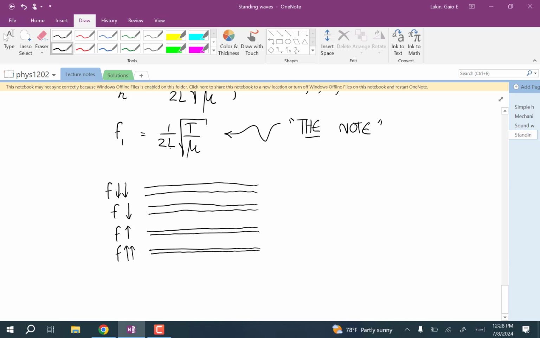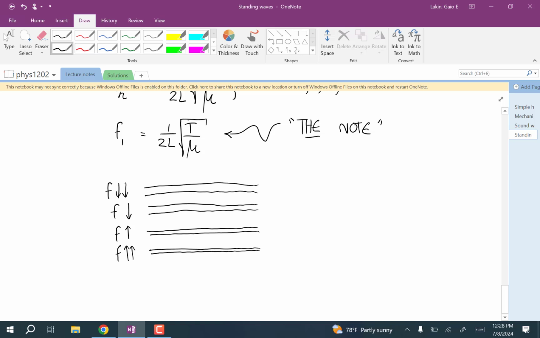And that makes sense with this formula. If you make the denominator inside the square root bigger, then the frequency gets smaller. If you make the mass per length smaller, like in this 4th string, you make the frequency higher.